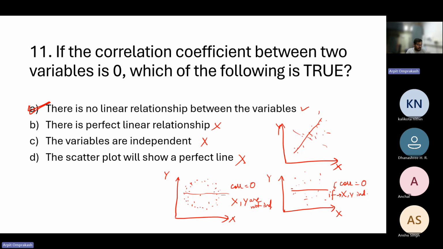Because you can see there is a relationship between x and y, and this would be a relationship of a circle where x square plus y square equal to 1, or c, or some form of this. That is a relationship between x and y. But the correlation is zero because there's no linear relationship between x and y. So if there is no linear relationship between them, then the correlation will be zero.